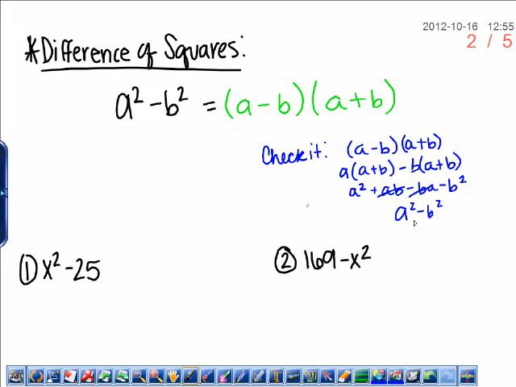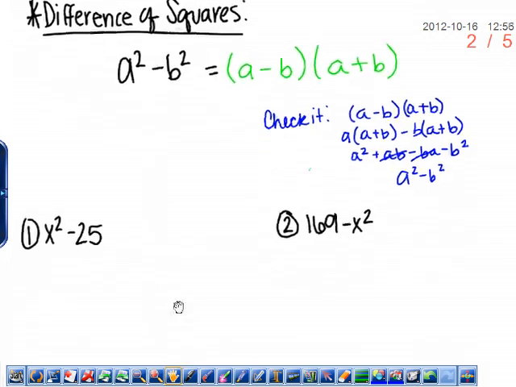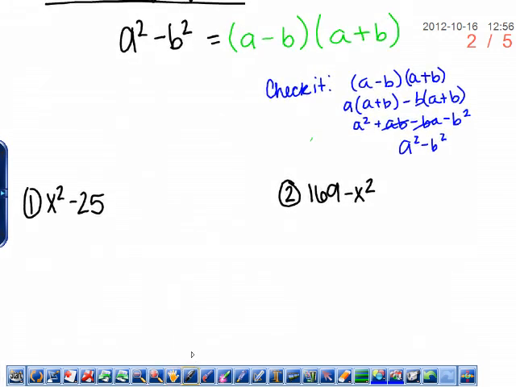All right, so let's try some examples. X squared minus 25. What squared gives us x squared? Okay, so I have x squared minus. What squared gives me 25? All right, so essentially, x is a and 5 is b. So I've got a squared minus b squared gives me a minus b, x minus 5, times a plus b, x plus 5.